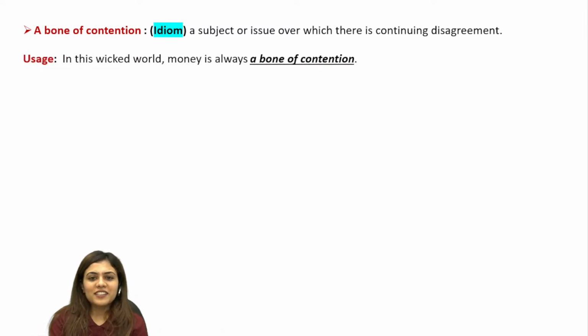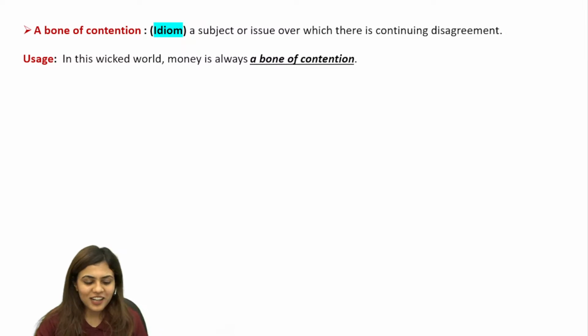So, as you can see, I have used an example which everybody can relate with. In this wicked world, money is always a bone of contention. How many of you agree with this? As you grow older, you really know that money is basically the root cause of all the problems. And it's always a matter of continuing disagreement. Just imagine, family members fighting over a piece of land, isn't it?